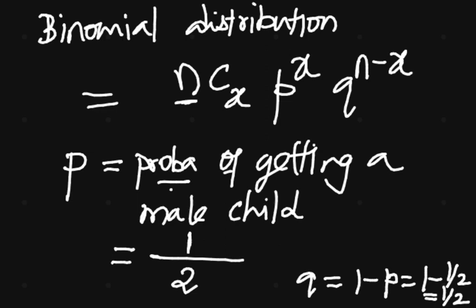How am I defining p? That is the probability of getting a male child. I am considering getting a male child as a success, right? So there are two possibilities. Either the child may be a girl or a male child. So the total number of outcomes is 2 here, and the favorable number of outcomes, that is getting a male child, is 1. So I am writing 1 by 2, and q is 1 minus p, which is 1 minus 1 by 2, which is 1 by 2. So what is our p value, which is 1 by 2, and what is our q value, it is 1 by 2, right?